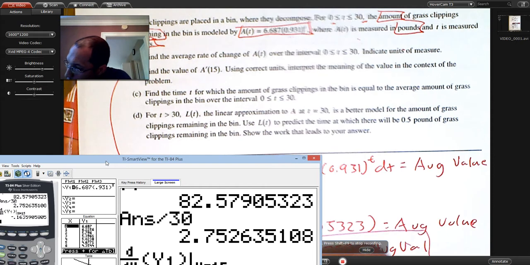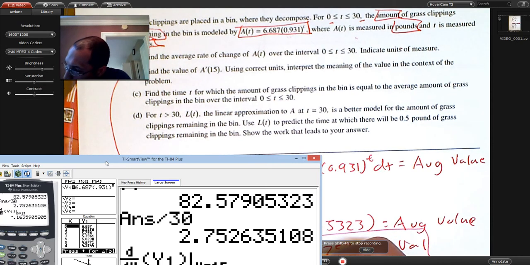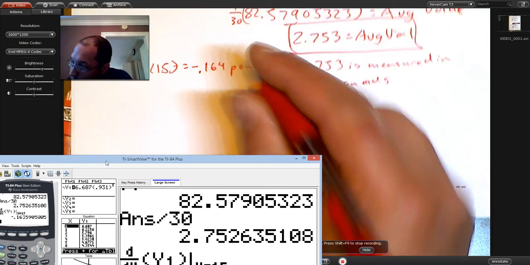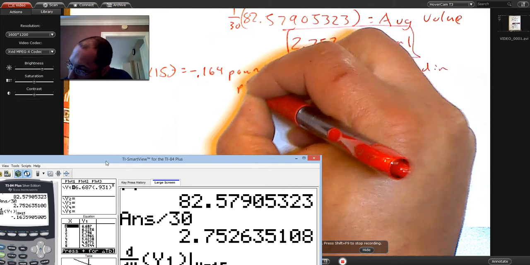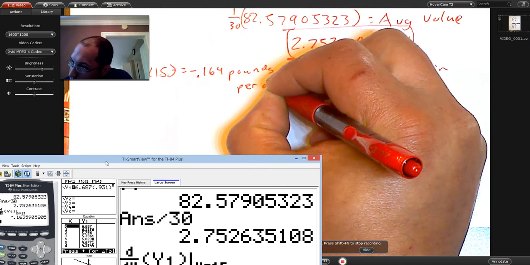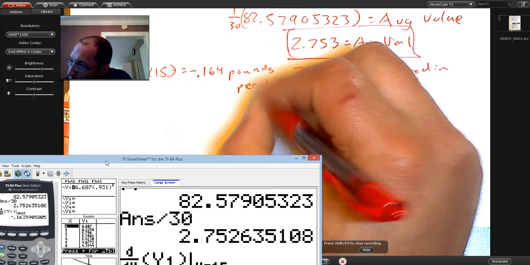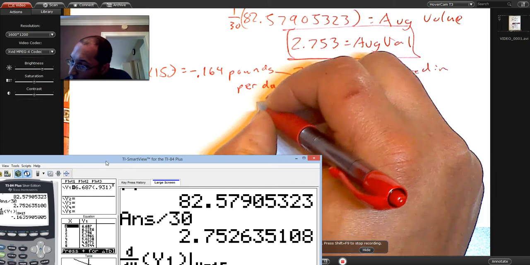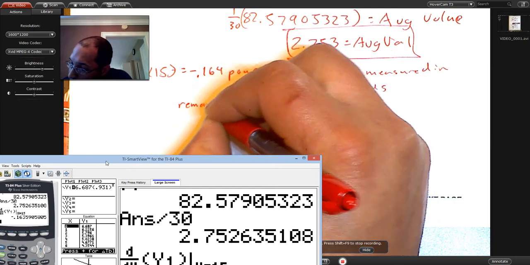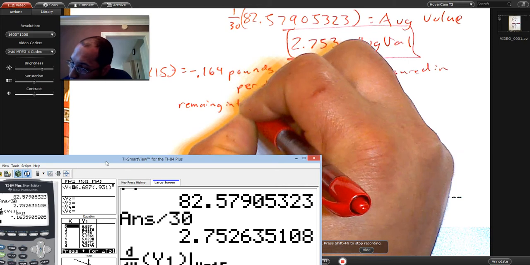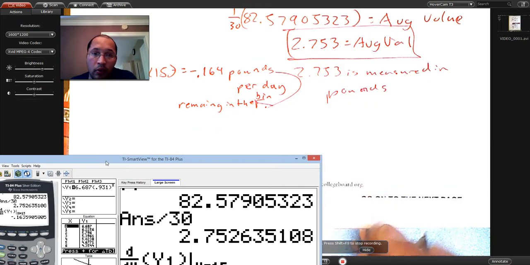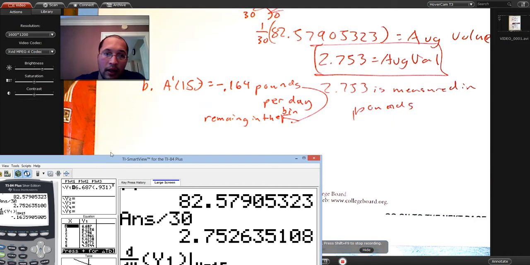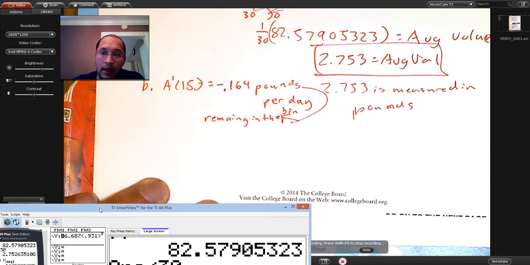What's this? This is pounds per day. And I could also elaborate: pounds remaining in the bin. It's probably worth a point. Now you'll be given a booklet with tests, so I'm cramped with room, so I kind of have to improvise. So I'm sorry about that. But yeah, it's the pounds remaining in the bin per day.